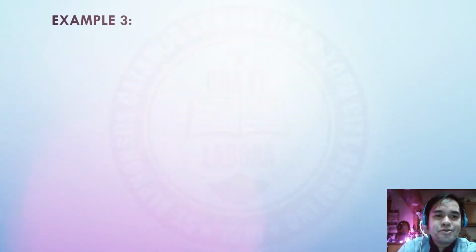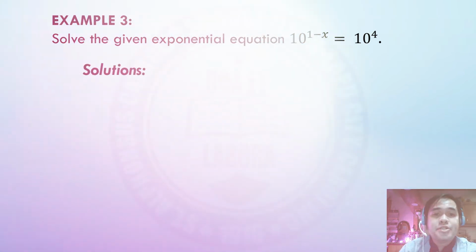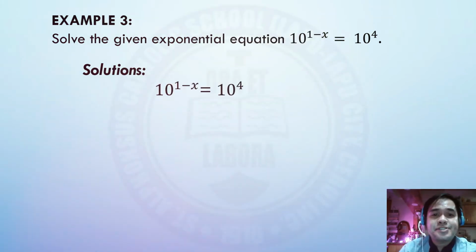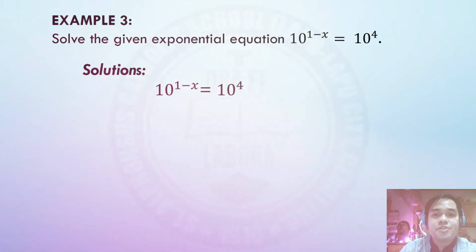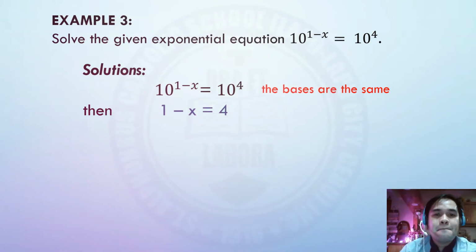For example number 3, solve the given exponential equation 10 raised to 1 minus x equals 10 raised to 4. Here are the solutions. Copy first the given. Since the bases here are the same already, we will use the property of equality of exponential function, in which the exponents of the same bases should be equated, and it is 1 minus x equals 4.